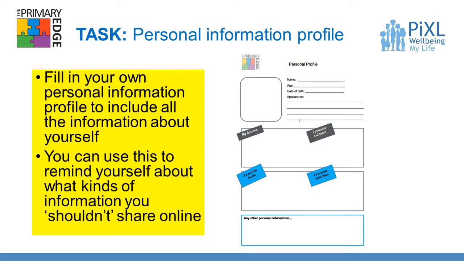Okay, so this is now a little task that I want you to do. You don't need to send this in to me because this is your unique personal information profile and it's very important that you just keep this to yourself and your grown-ups at home. So, let's have a look. You all know what your names are, your ages. When is your date of birth? Your appearance, so what colour hair have you got? What colour eyes have you got? Maybe how tall are you? What about your skin colour? So that is your appearance.